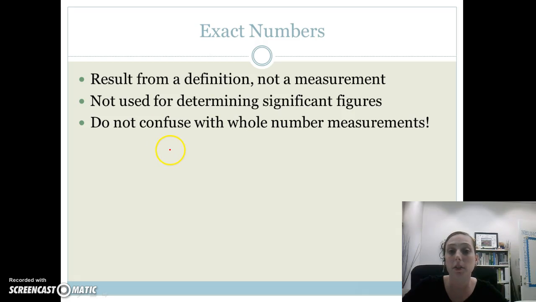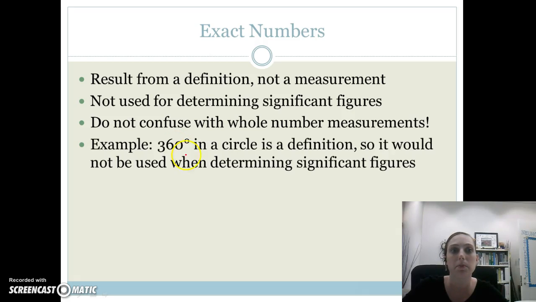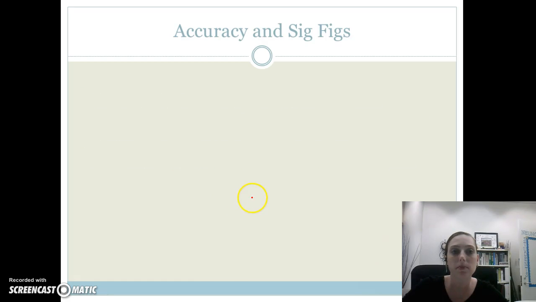And it's kind of confusing sometimes because you want to use a whole number measurement, maybe, but that's not a definition. That is still a measurement. It just happens to be a whole number. So as I already mentioned, 360 degrees is a definition.